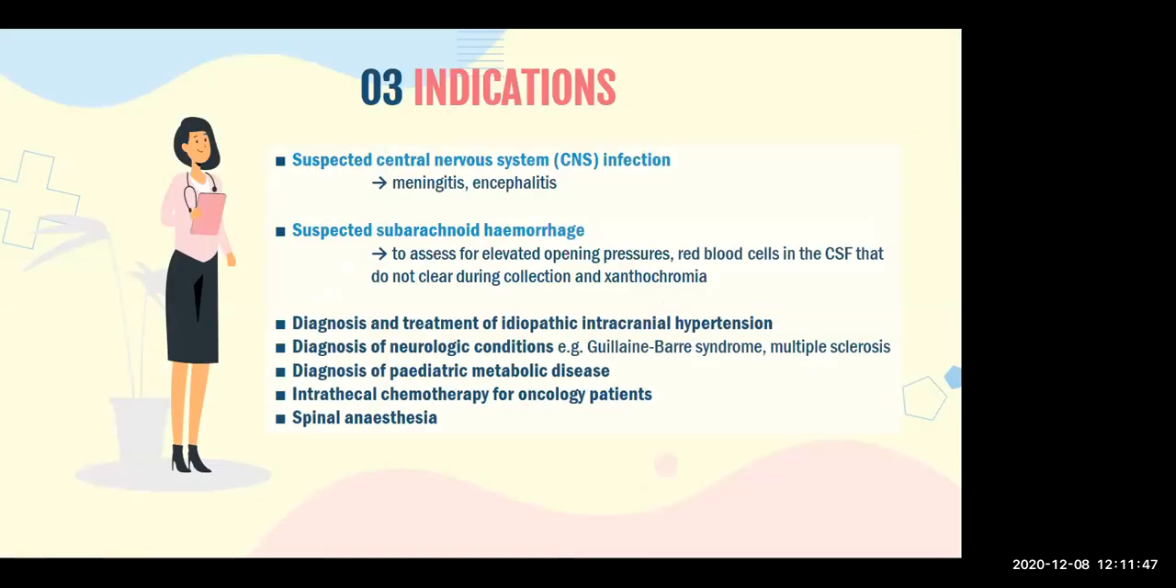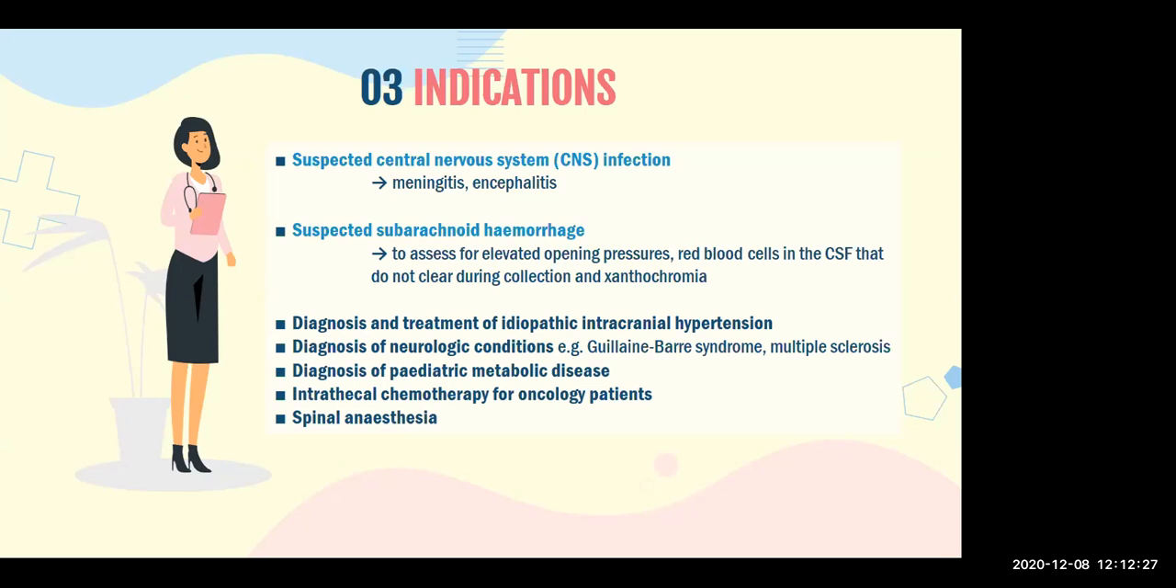So when is the time that we use lumbar puncture? There are several indications for lumbar puncture, but the top two are the crucial and commonly done. The first one, if there is any suspected CNS infection like meningitis and also encephalitis, we perform lumbar puncture to analyze the CSF. And if there is also any suspected subarachnoid hemorrhage, we can also do lumbar puncture to see whether there is presence of blood or red cells in the CSF.